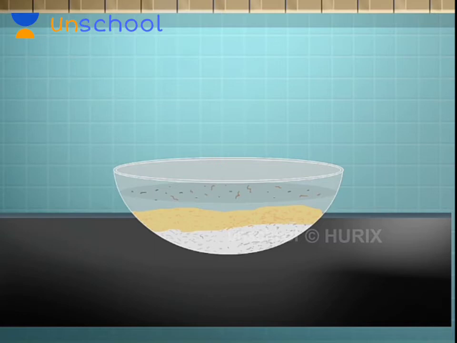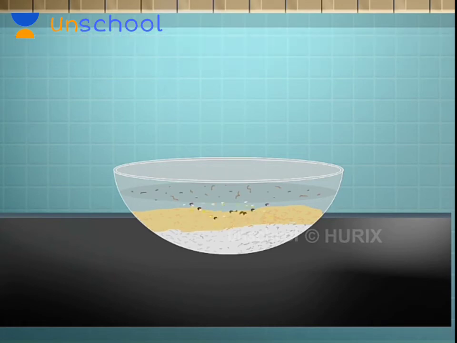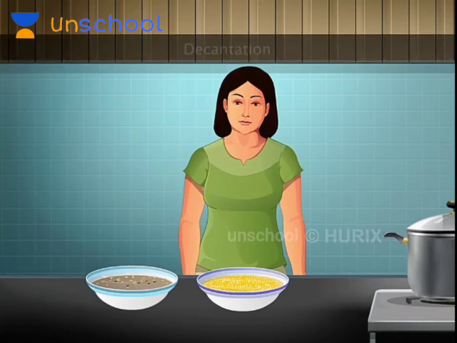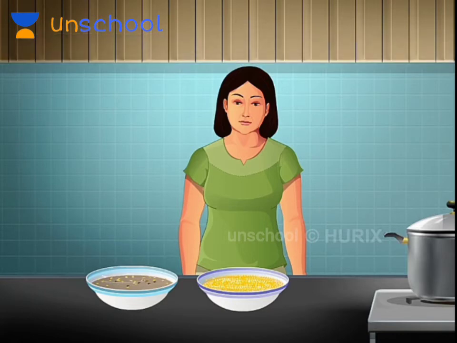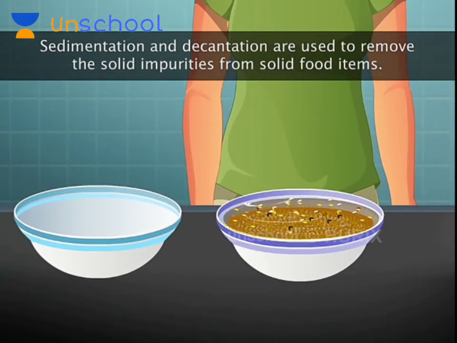This settling down of heavy substances is called sedimentation, while the lighter impurities float on water and fine particles such as dust dissolve in water. The water containing impurities is then discarded. This is called decantation. Thus, sedimentation and decantation are used to clean the solid impurities from solid food items using a liquid such as water.